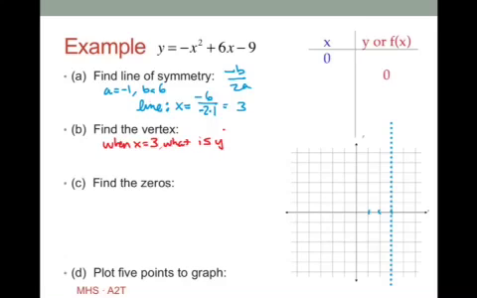So that is minus x squared plus 6x minus 9. That will tell us what the y value is. So we plug 3 in for x and solve for y. We're going to get y is negative 3 squared plus 6 times 3 minus 9.